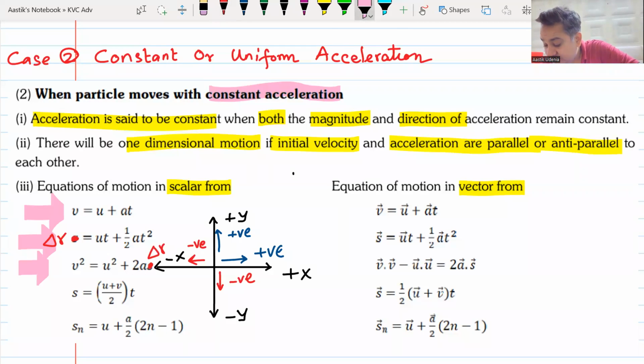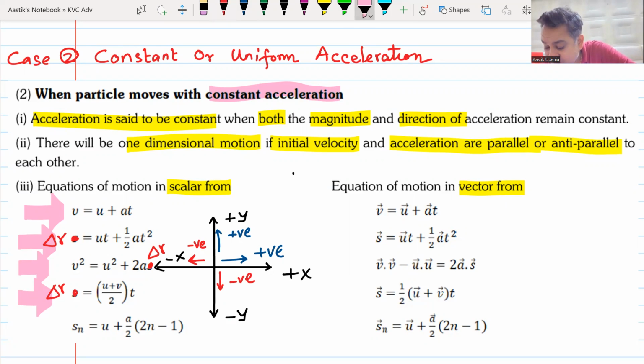The fourth equation, you might not have heard about it, but the fourth equation is displacement delta R can be written as v plus u by 2 times t. How do you get this? I will let you know, but first write this. Delta R can be written as v plus u by 2 into t.